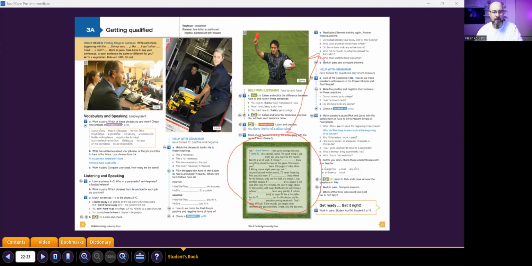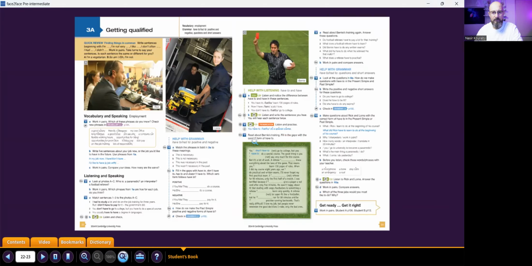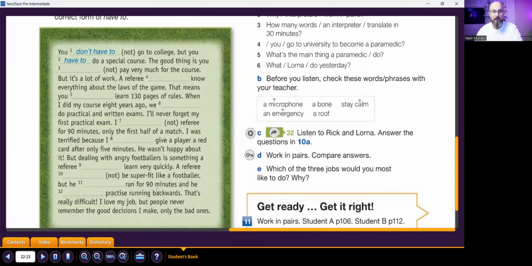If you don't have a book, you can take a photo now or a screenshot, then go down and put this like this so you can read. So stop the video, answer the questions, then check with me.